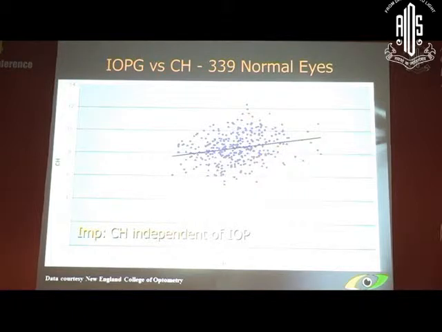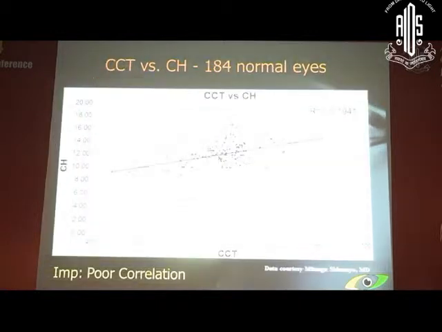The corneal hysteresis is independent of intraocular pressure. Again, you look at this plot and you'll find that there's very poor correlation between the intraocular pressure and the corneal hysteresis. You have a population with 15 millimeters of pressure with a hysteresis of a huge margin from here to here. Similarly, CCT versus CH, the correlation is rather poor.